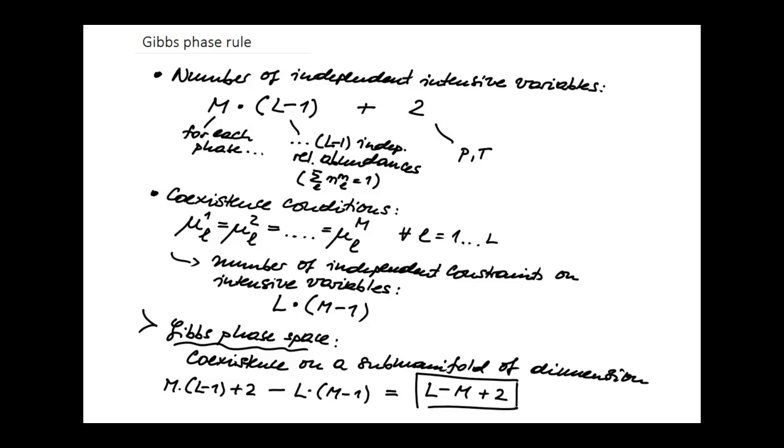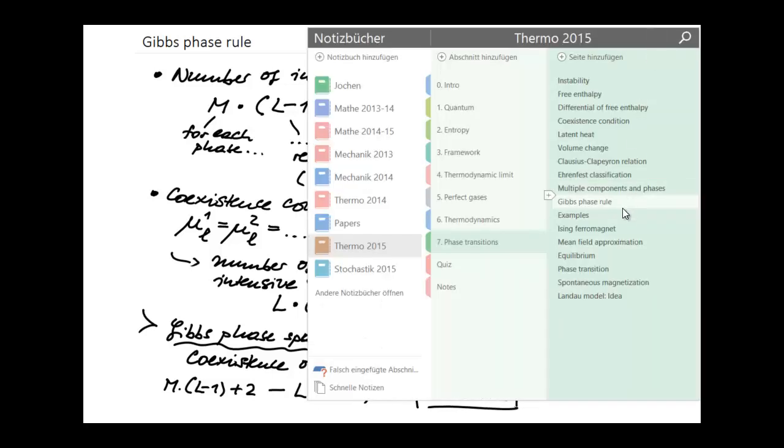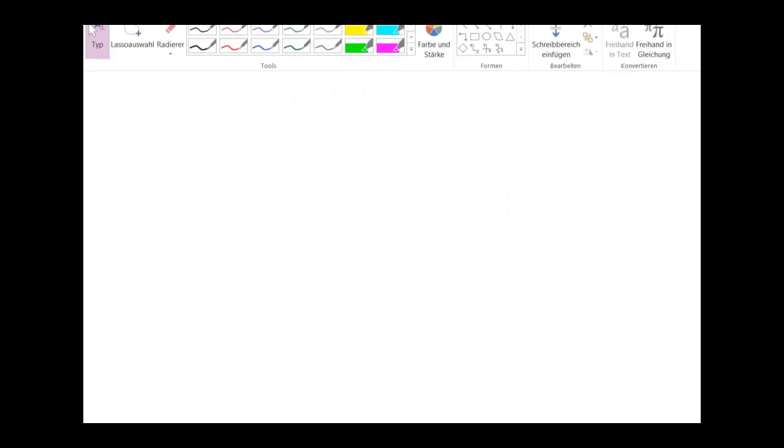And to make this more concrete for you, and this is the last slide for today, let's consider a few examples. First example, what we've considered so far are simple systems that are composed of a single type of molecule only. So you have only one component, L is equal to 1. For example, you have pure water, so you have only water molecules and no other molecules.